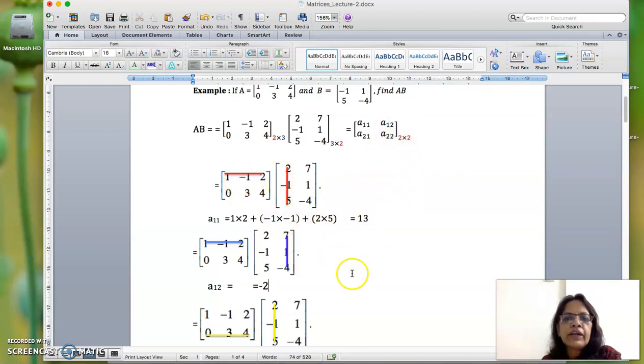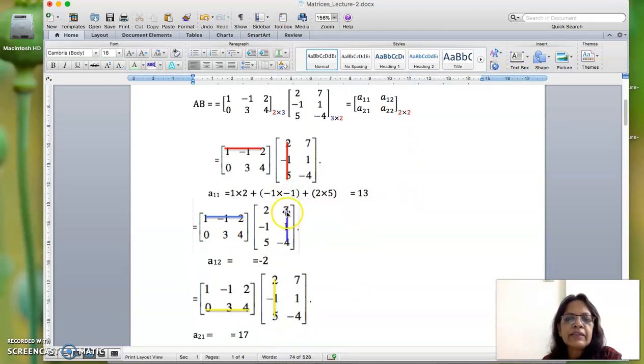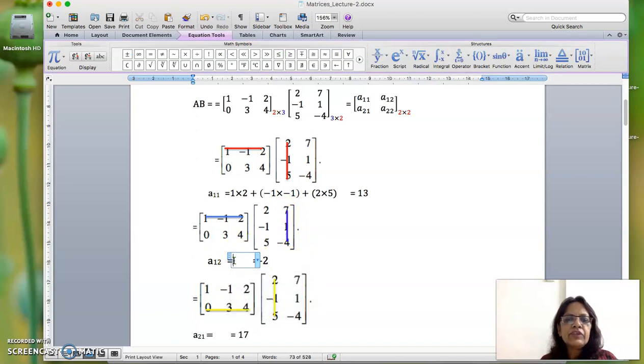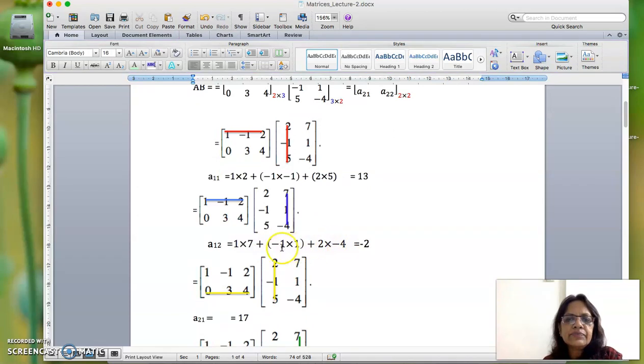Now this is 1 2. 1 2 means first row elements will be multiplied by the second column elements. So 1 into 7, plus minus 1 into 1, plus 2 into minus 4. So just check out the result. It is 7, minus 1, minus 8, and the result for this is equal to minus 2.